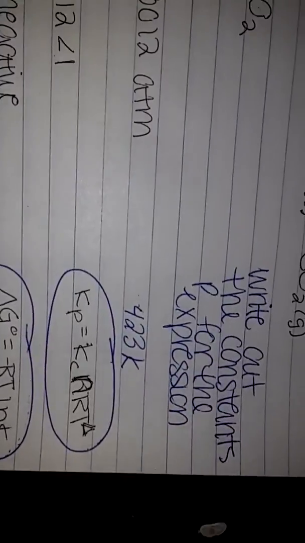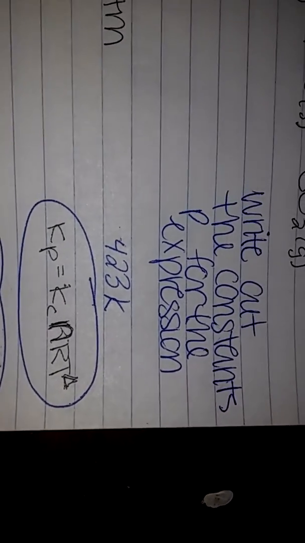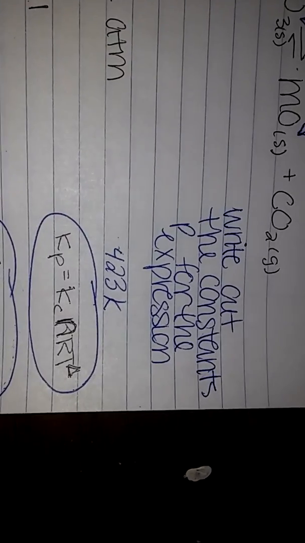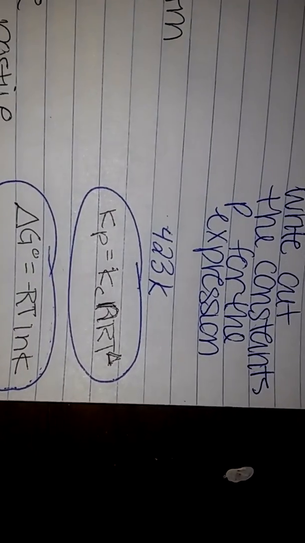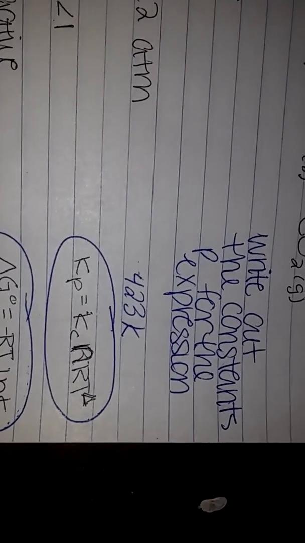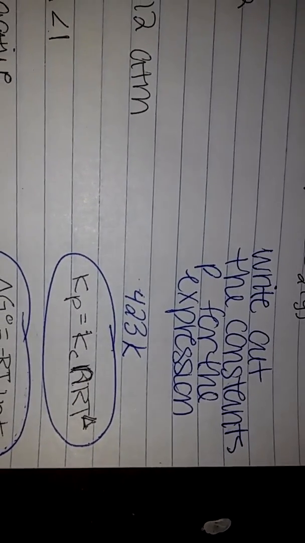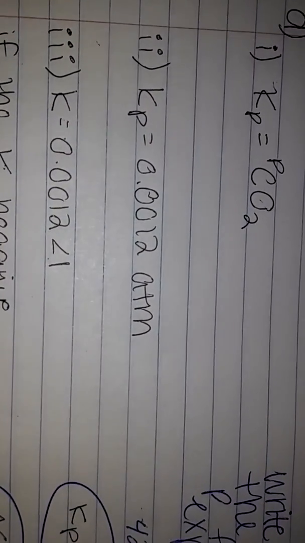For part 2, we are given a temperature of 423 K, and we have no change in delta n, and we will use the given constant that you should know, 0.0821, and plug it in, and you should get 0.012 atmospheres.